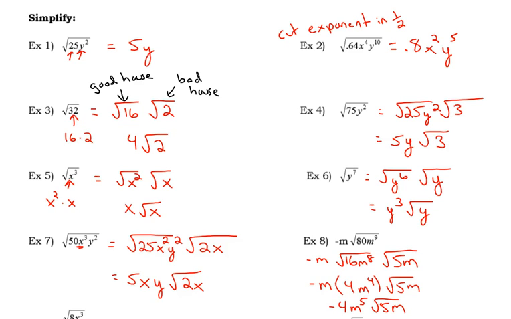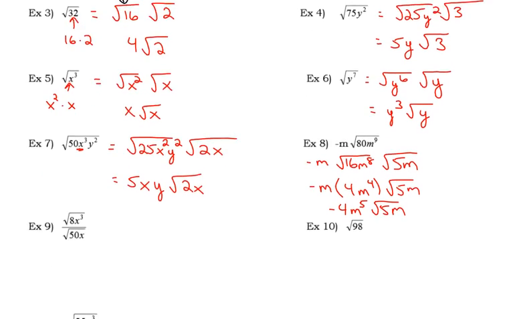Okay, so in number 2, hopefully you notice that all of those values are perfect squares. 64 is on our list of perfect squares. If we take the square root of 0.64, we get 0.8. When you're taking the square root of a variable, you want to cut the exponent in half. Number 4, you should get 5y radical 3. Number 6, you should get y to the third radical y.